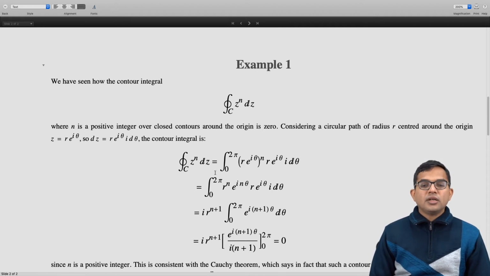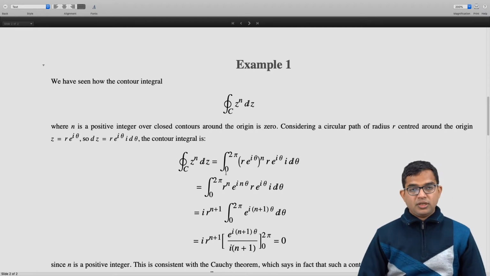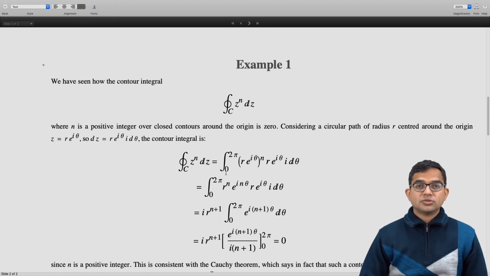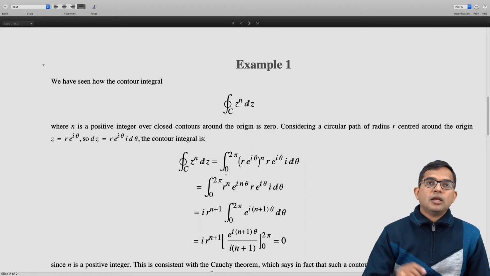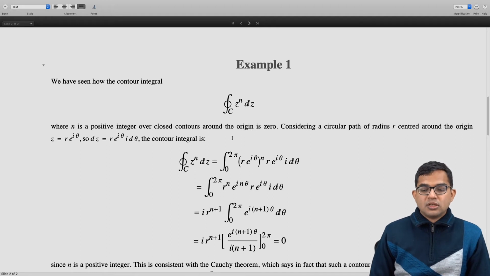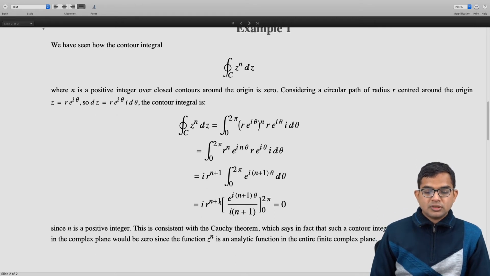We need not have done any of this calculation, because after all, z to the n, where n is a positive integer, is an entire function. So everywhere in the finite complex plane, z to the n is analytic. So if you believe the Cauchy theorem, then automatically, without doing any calculation, we should be able to say that this contour integral is in fact 0. But we have also explicitly checked this using this calculation.